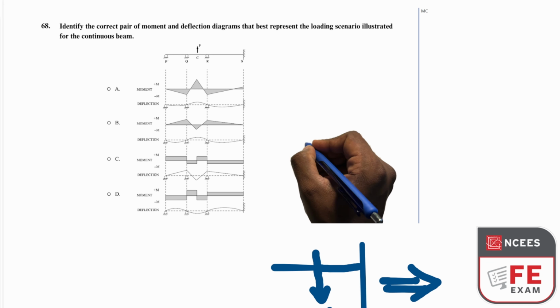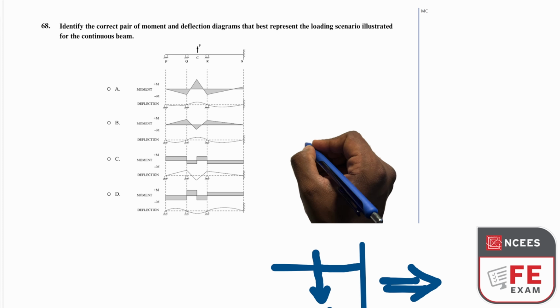Hello everyone, today we are looking at a real FE exam question from structures. Identify the correct pair of moment and deflection diagram that best represent the loading scenario illustrated from the continuous beam. This particular question has come in the FE exam so many times, it's very easy, so pay attention.